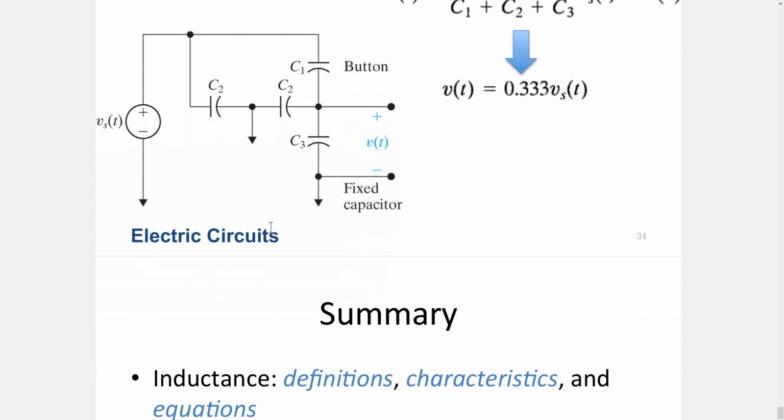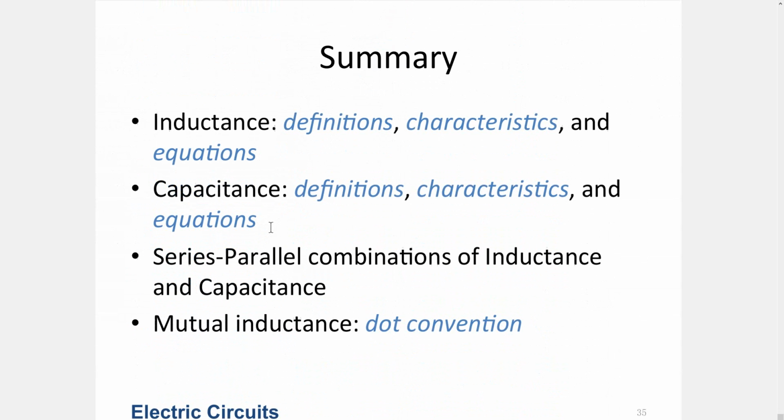So in summary, today we have learned about inductance, its terminal equation definitions, its characteristics, and its voltage, current, power, and energy equations. The same applies for capacitance. We learned about the terminal equations of capacitance and the voltage, current, power, and energy characteristics and equations. Then we continued with the series and parallel combinations of capacitances and inductors.